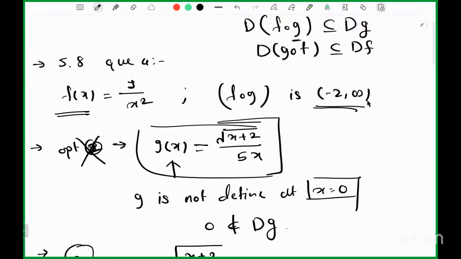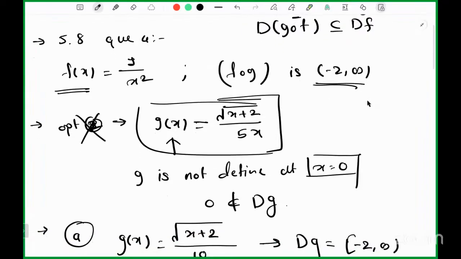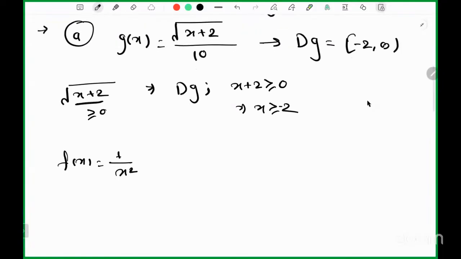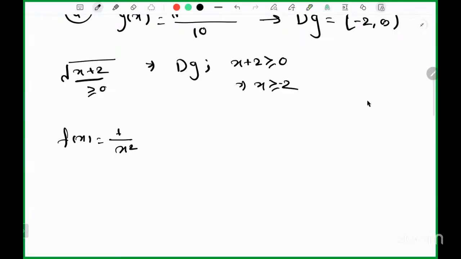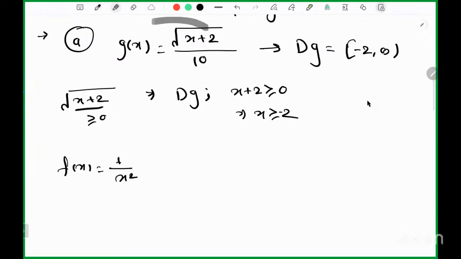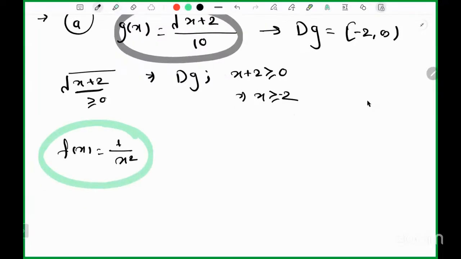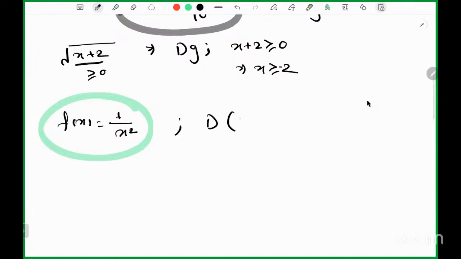Now what is f of x? f of x is 1 by x square. So if you consider this to be your g of x and this function to be your f of x, then we have to compute the domain of f composition g. The domain of f composition g will be a subset of the domain of g.